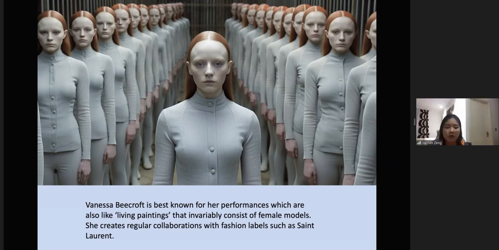Vanessa Beecroft is best known for her performances, which are also like living paintings that invariably consist of female models. She creates regular collaborations with fashion labels such as Saint Laurent.